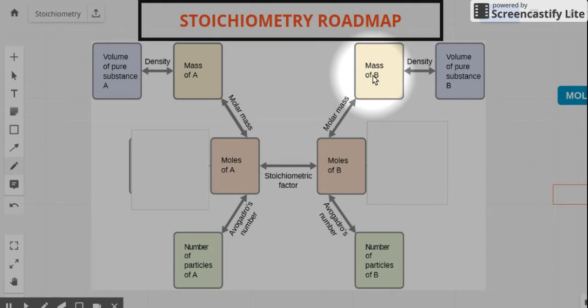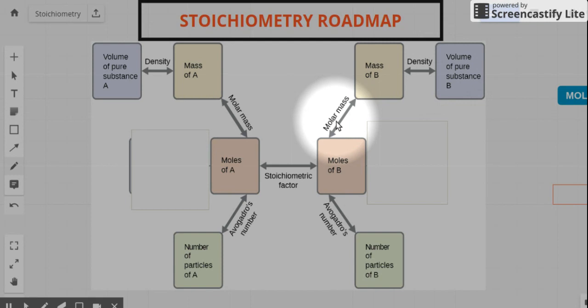Similarly, if you want to get the mass of B from the mass of A, you still need to pass through molar mass, then go through the mole ratio, then multiply it with the molar mass of B so that you can get the mass of B. And eventually, if you want to get the volume of B from the given density and the calculated mass, volume will just be mass over density. And that's how you get the volume of your B, the one you're looking for.